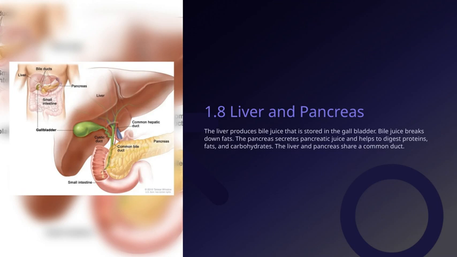An interesting point to note is that the liver and pancreas share a common duct, which means their secretions often travel together towards the small intestine. This close connection highlights how interconnected these organs are in ensuring smooth and efficient digestion. Overall, understanding how the liver and pancreas work together helps us appreciate the complexity and coordination involved in turning the food we eat into energy and nutrients our bodies can utilize.